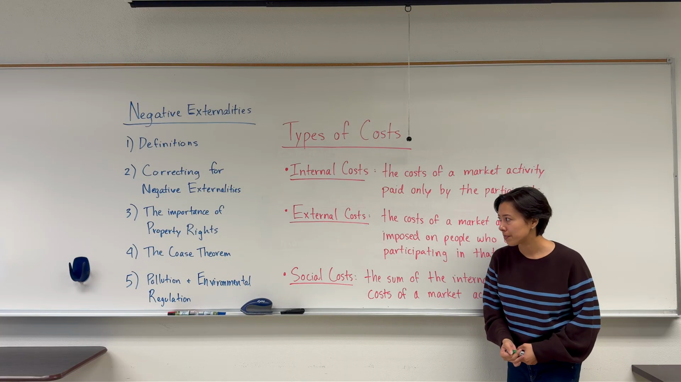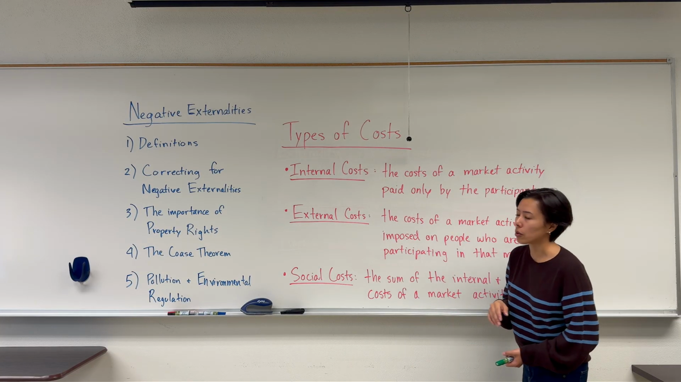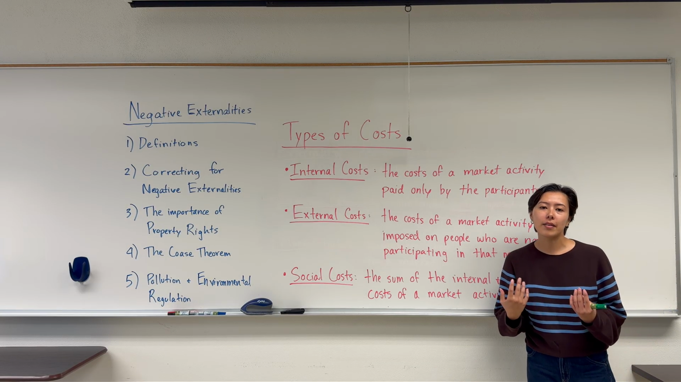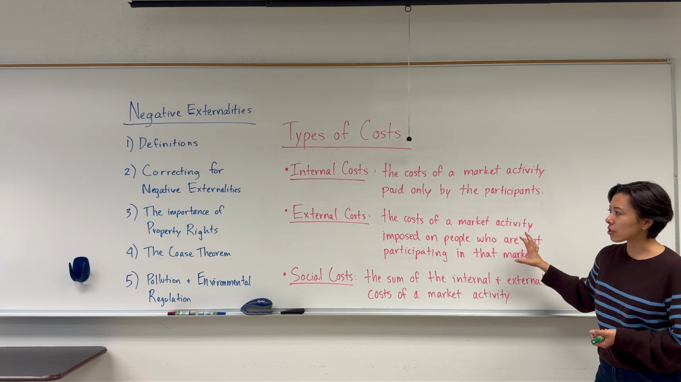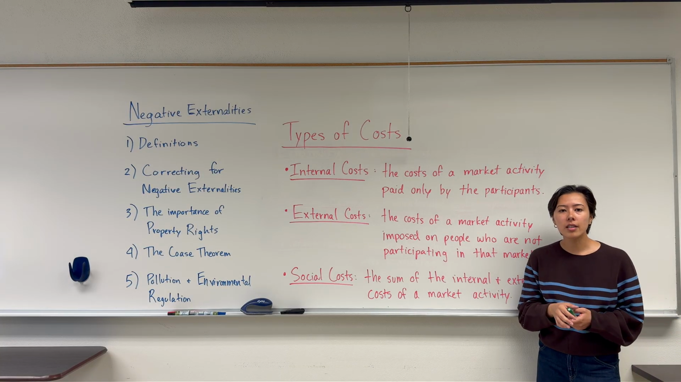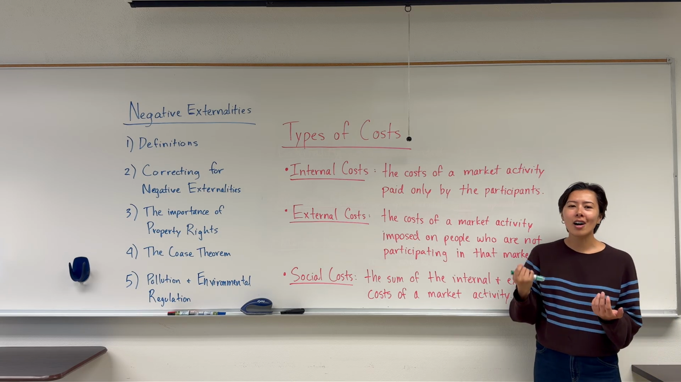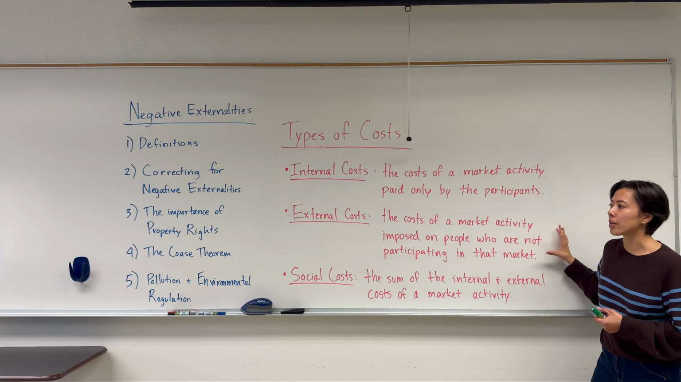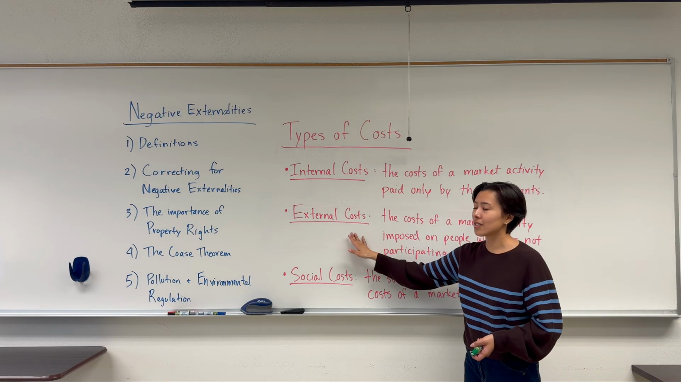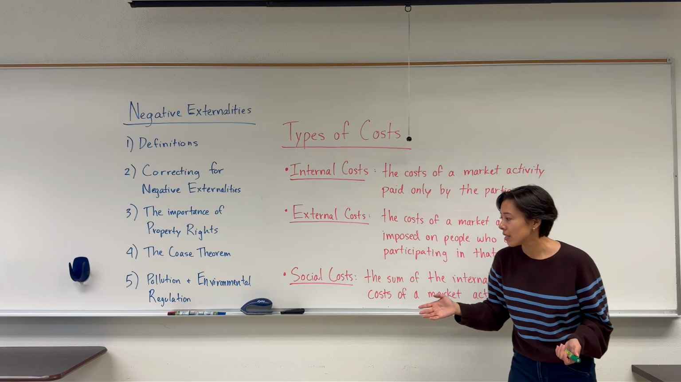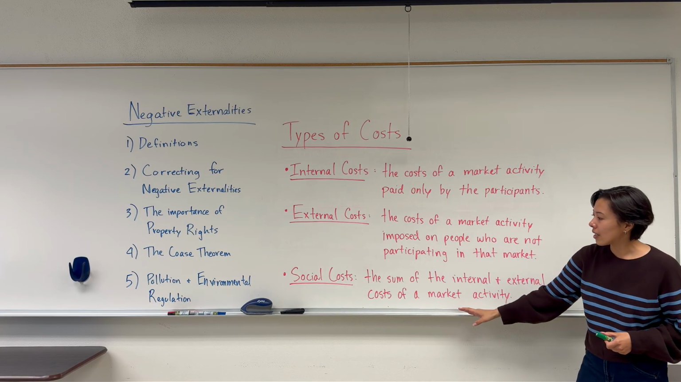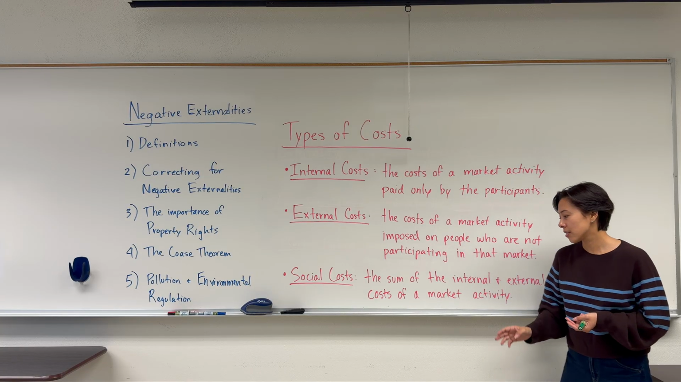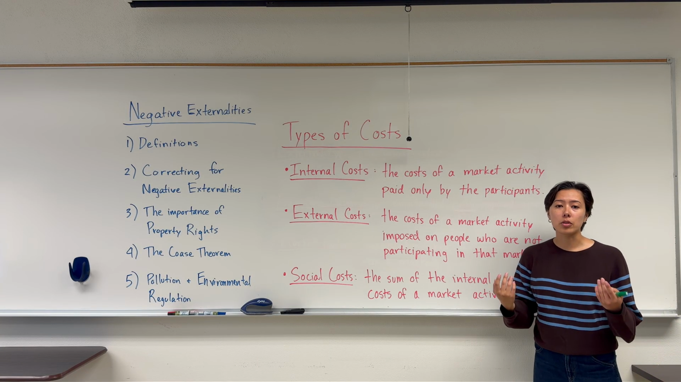Next, we have external costs, and these are the ones that can be problematic if we're dealing with a negative externality. So external costs are the costs of a market activity that are imposed on the people who are not actually participating in that market. This is our innocent bystander, our third party, that is experiencing some cost that they didn't sign up to pay for. Lastly, we have social costs, and this is just the sum of our internal and our external costs from said market activity that we're talking about.